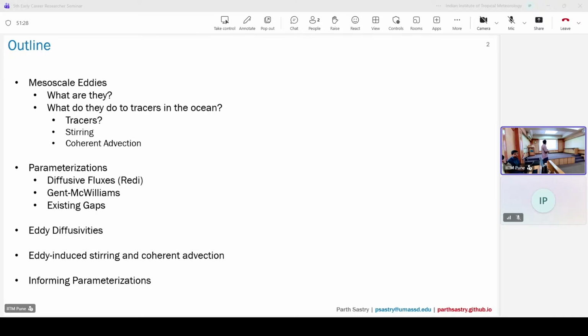Then we will begin with eddy diffusivities, which relate to the eddy diffusivities that I'll talk about in the parameterization section. And then finally, I'll talk about stirring and coherent advective transport, ending with a note on how exactly our work can inform parameterizations.